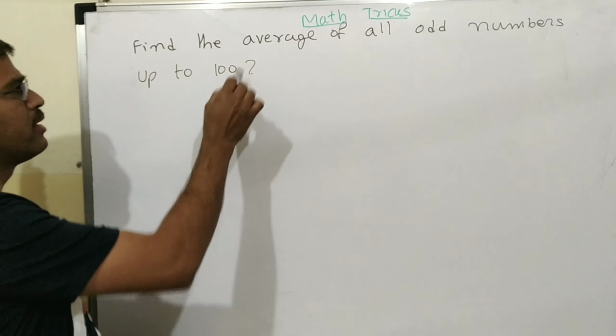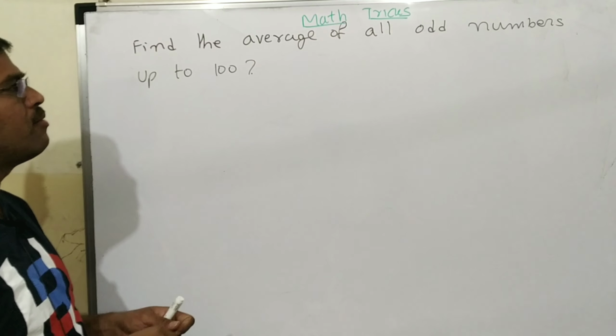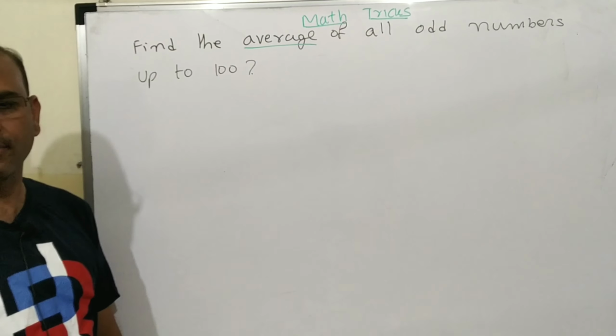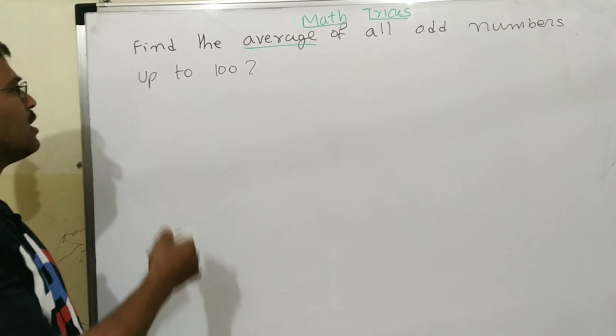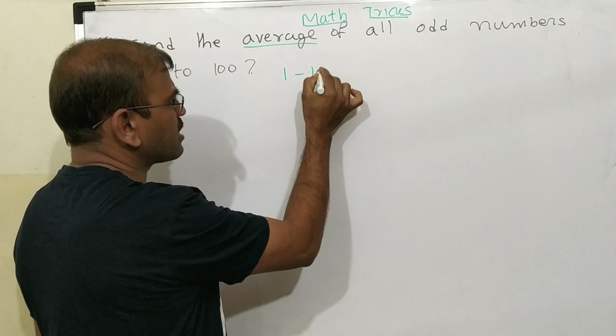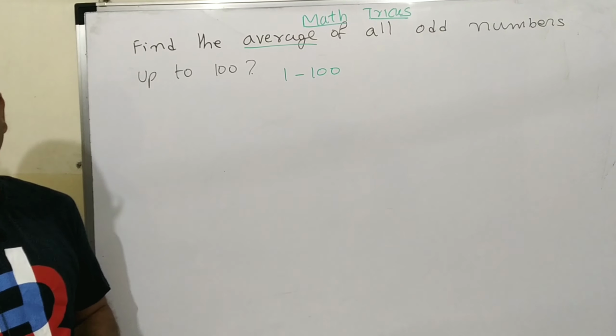We need to find the average of all odd numbers. Up to 100 means we need to understand that we are taking 1 to 100.